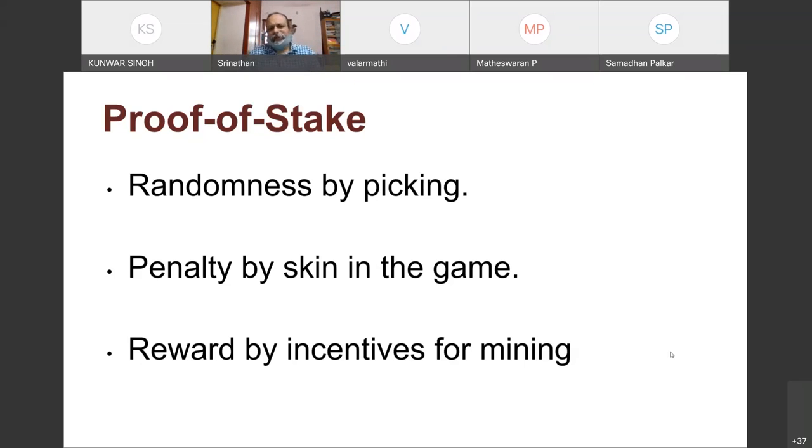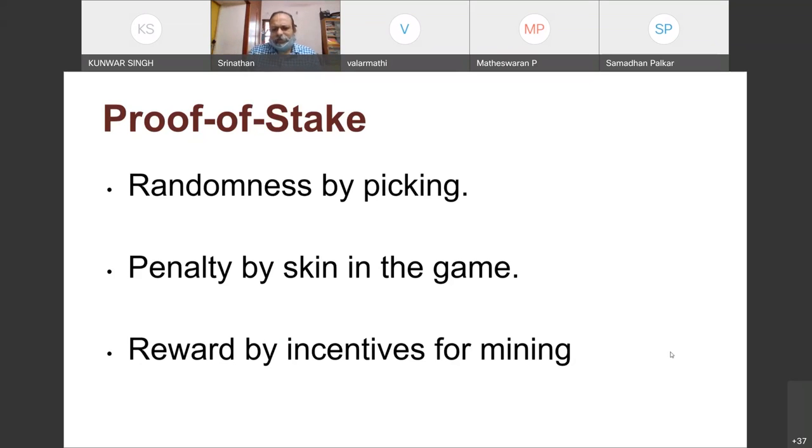So notice that proof of work gets penalty by energy bill payment, and randomness by the first person who solved the puzzle. Proof of stake gets penalty by the skin in the game, because you have all your coins you built in the current chain. And if you choose to make some other chain longer than the current chain, you will be the loser, and the person who is having more coins in the chain is likely to be picked more frequently, and therefore he'll have even more penalty when he tries to make something else longer. And that is how proof of stake works.